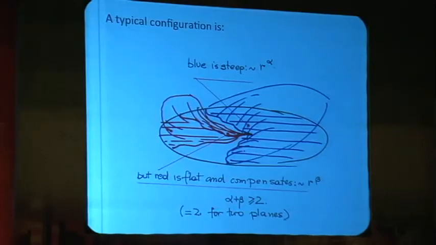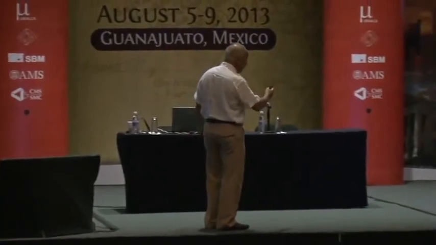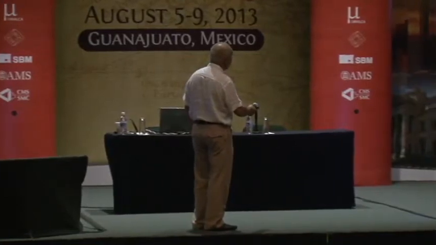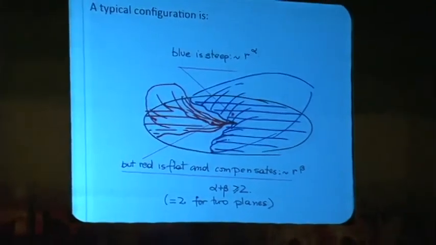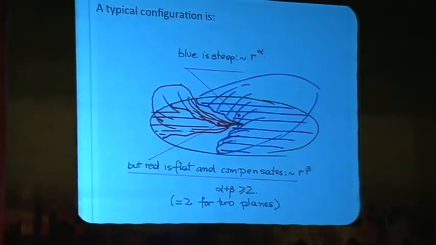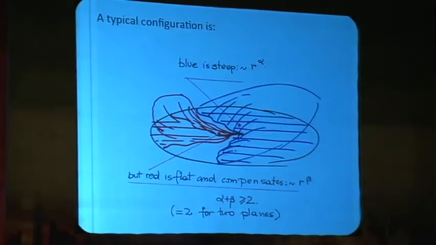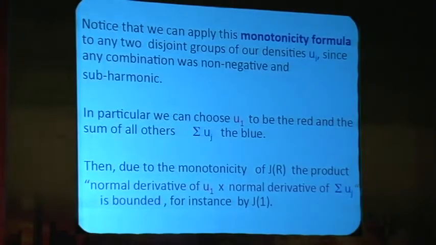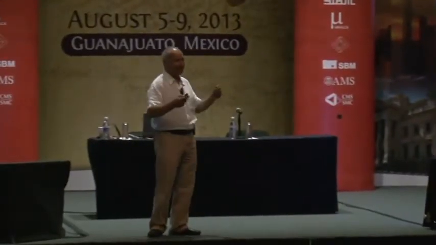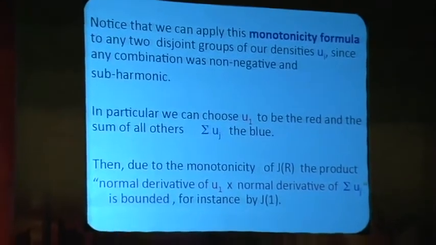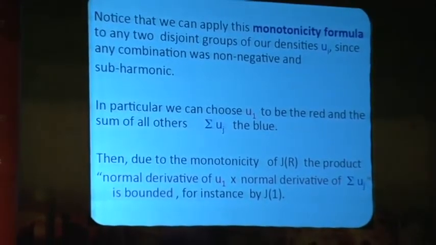And now let me apply this monotonicity formula and this typical configuration to our problem. Okay? So I can apply this configuration to U1 and all the rest, right? Because U1 was subharmonic, and the sum of all the rest is subharmonic too, and they are disjoint. So I can apply this theorem to U1 and all the rest. Okay? If I apply this theorem, I mean, this is all in a very generalized sense, because to make sense of all of this takes a lot of work. But let's assume that we can do that, right? Then what I get is that the product of the normal derivative of U1 times the normal derivative of all the rest is bounded, okay?